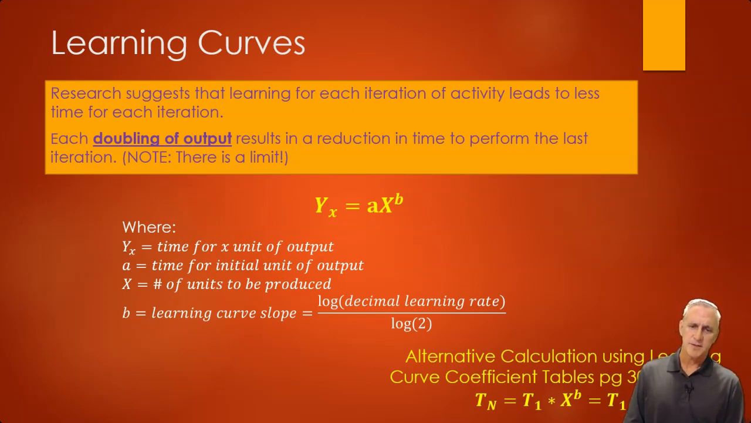And it gives you a little bit of a different equation: the time to do the nth activity, or the number of times you've done it, is equal to the time it took you the first time times x to the b, which is the same equation. So what we've changed here is, you notice T1 is replacing A. So it's a different format.